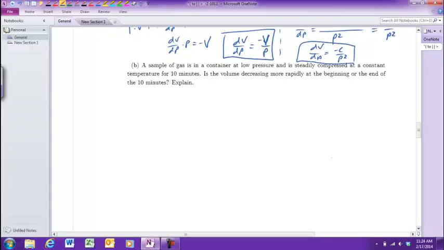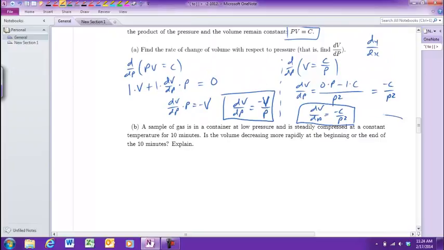It says the sample of gas is in a container at low pressure and is steadily compressed at a constant temperature for 10 minutes. Is the volume decreasing more rapidly at the beginning or at the end of the 10 minutes? Explain. So this is actually a rather complicated question, and we're going to have to use this derivative that we found up here, the negative C divided by P squared.